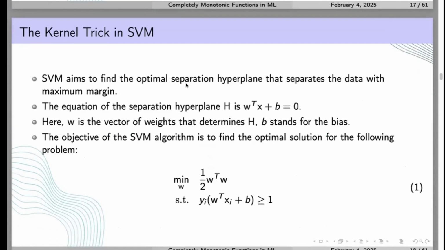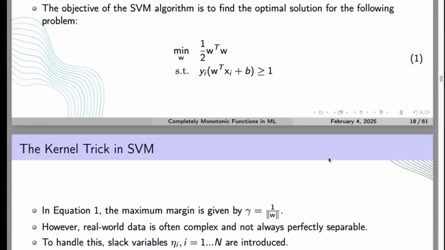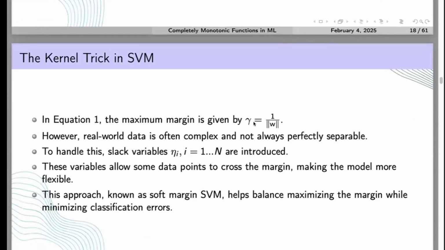SVM aims to find the optimal separation hyperplane that separates the data with maximum margin. The equation of the separation hyperplane H is W transpose X plus B equals 0. Here W is the vector of weights that determines the H plane, and B stands for the bias. The objective of the SVM algorithm is to find the optimal solution for the following problem. In equation 1, the maximum margin is given by gamma, 1 over the norm of omega. So we are trying to minimize the norm of the weight vector, and so we make the margin as big as possible.